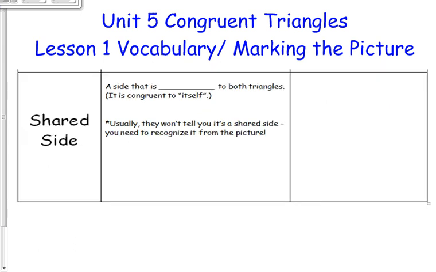Lastly is this shared side. I want to make sure we're understanding the word behind it, and I would rather you use the word reflexive because this is the formal property name. But shared side is a way for us to remember reflexive. It is known as the reflexive property, and this is when a side is common in both triangles. They don't normally give this one to us. This is one that we normally have to pick out from the picture.